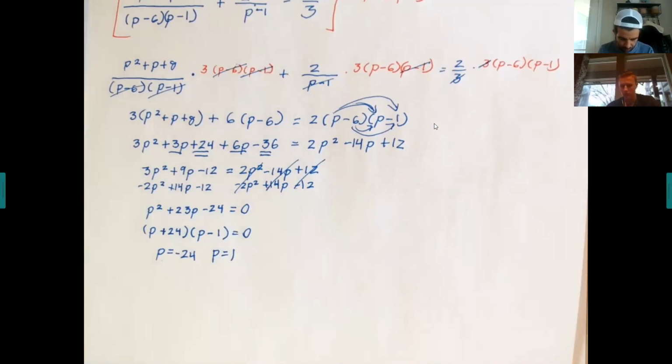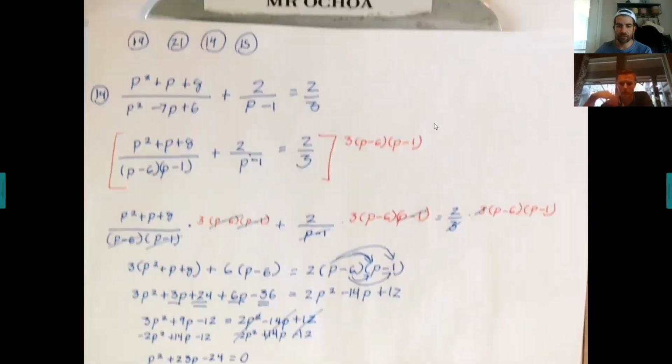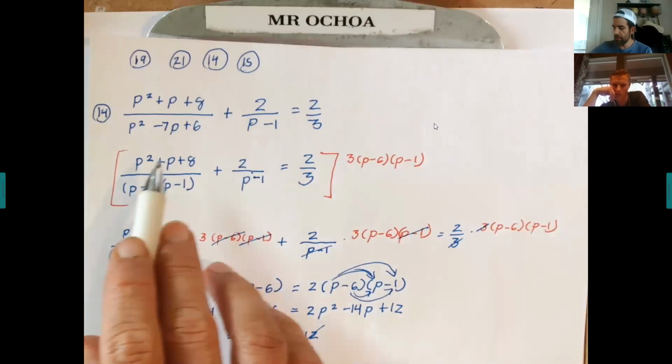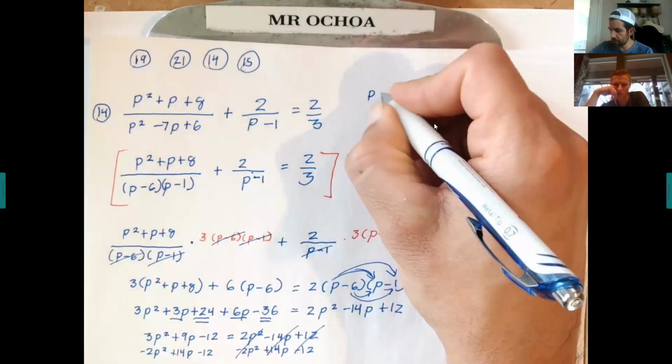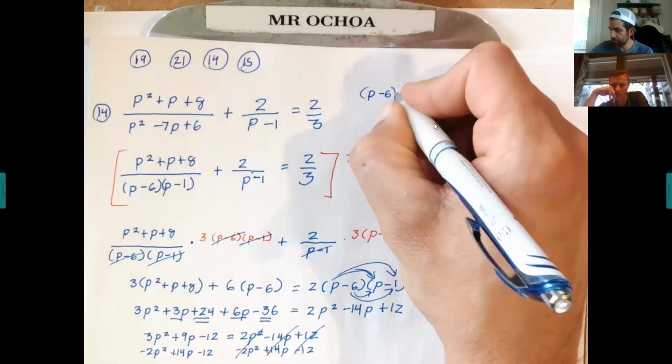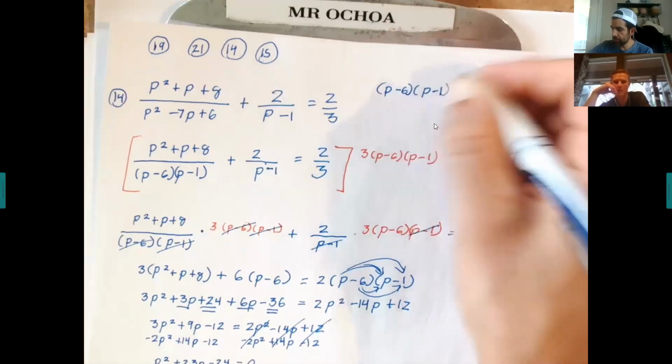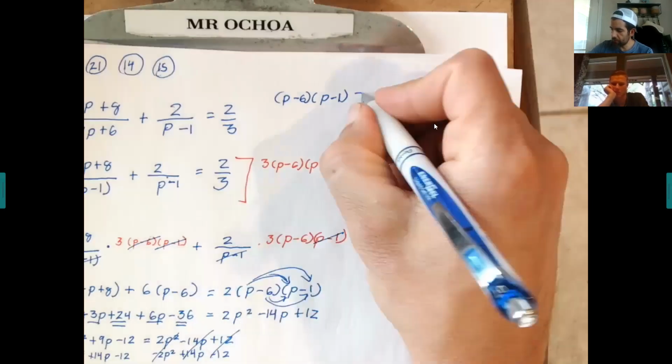Let's see. Okay, so notice that I only have p is equal to negative 24. That's the answer if you look at the key that I sent you. Now, there's a reason why. If I go back all the way to the original problem, remember, I would set each denominator cannot be equal to 0.